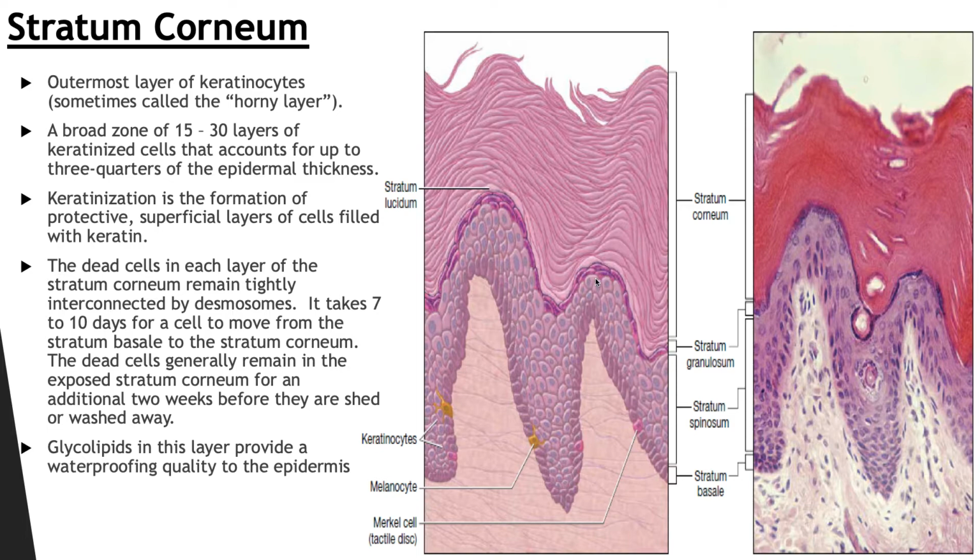And then the dead cells in each layer of the stratum corneum remain tightly interconnected by desmosomes. We talked about desmosomes when we talked about the last thing in the tissue section. And then dead cells generally remain in the exposed stratum corneum for about 2 weeks before they're shed or washed away. Remember, these things continue to replenish and replace at all times.